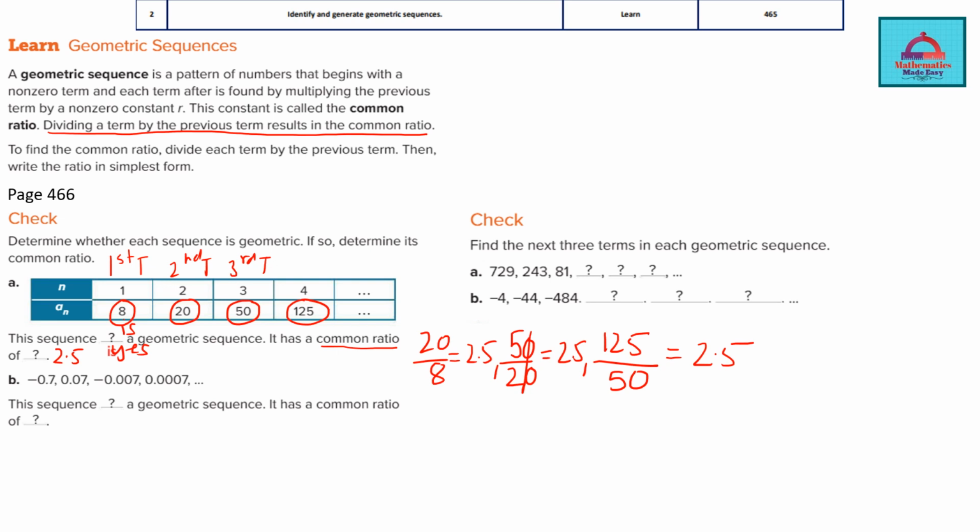Next is negative 0.7, 0.07, and so on. Again, we are going to find the common ratio by dividing. So if I take the second term, the previous term is this one. Now observe, one is positive, one is negative, one is positive, one is negative. So it is alternating. So again, we are going to check by dividing for the common ratio.